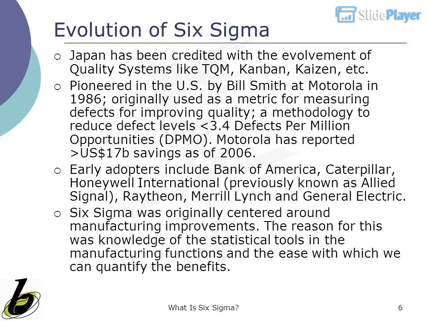Early adopters include Bank of America, Caterpillar, Honeywell International, previously known as Allied Signal, Raytheon, Merrill Lynch, and General Electric. Six Sigma was originally centered around manufacturing improvements. The reason for this was knowledge of the statistical tools in the manufacturing functions and the ease with which we can quantify the benefits.